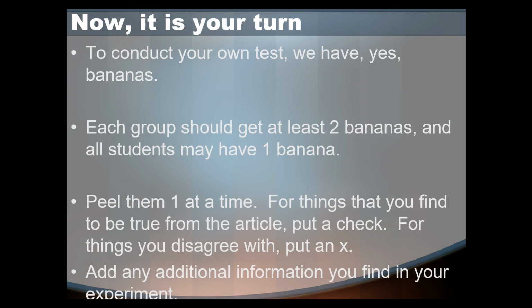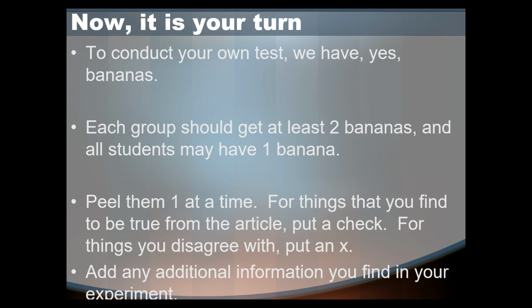Now it is your turn to conduct your own test. Yes, we have bananas. I want every group to get at least 2 bananas, and all students may have 1 banana. So if you have 4 people in your group, all of you can have a banana. But even if only one person wants to eat the bananas, still go ahead and grab 2 so that you can run your experiment. In your group, peel your bananas one at a time.